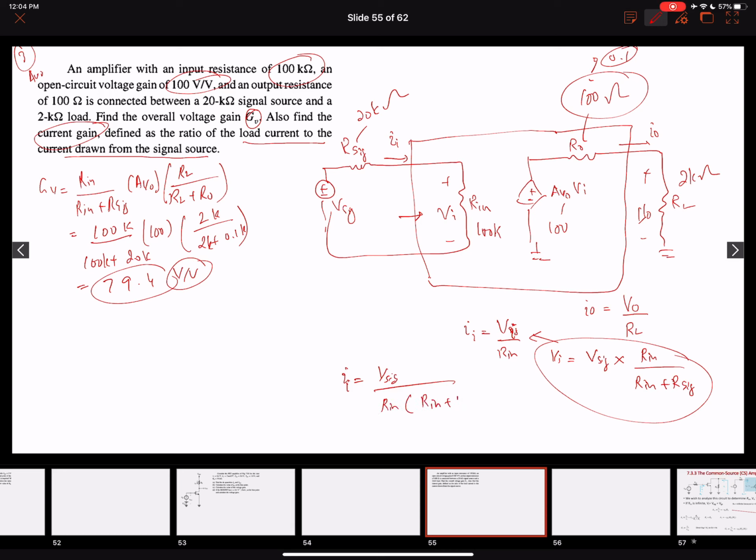So the value that I'm going to get is 4762 amperes per ampere, right? So always consider the units. Okay, so this is the value of the current gain that we got.